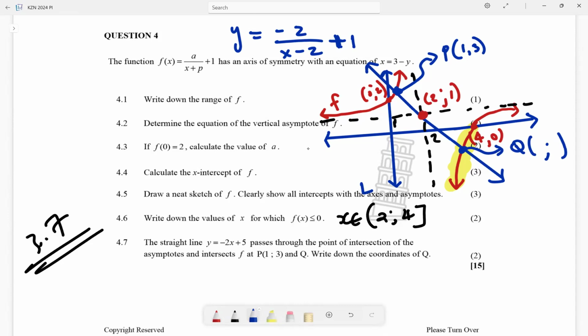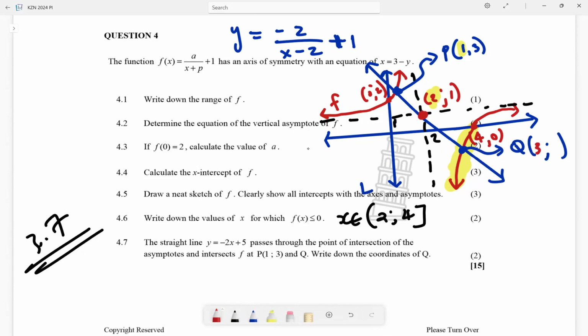If that is the midpoint, how many units did I move from 1 to 2? I moved 1 unit, right? So from 2 to the x coordinate of Q, I should move 1 unit. So if from 1 to 2 it is 1 unit, it means from 2 to that point it is also 1 unit, meaning this one will be 3.